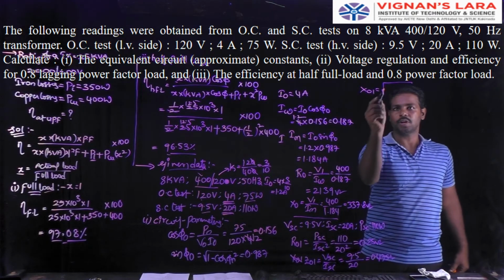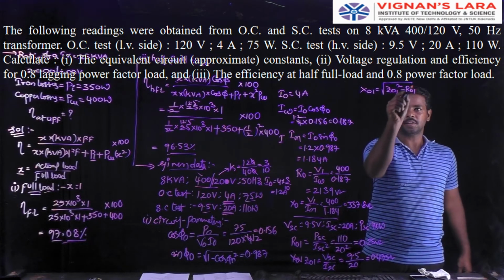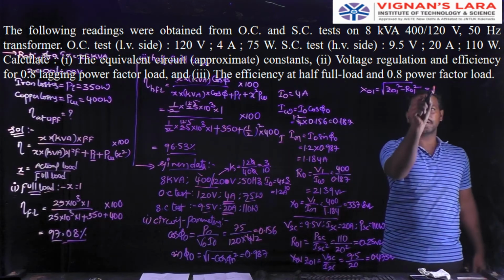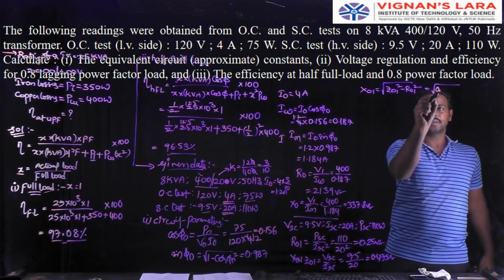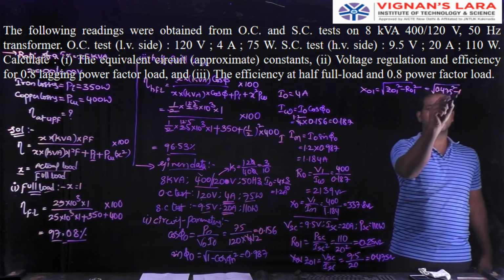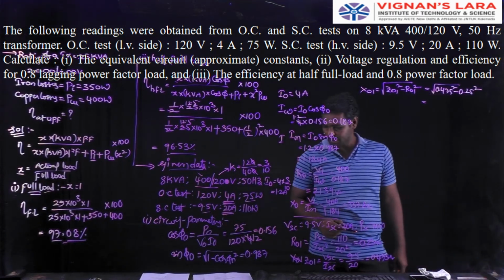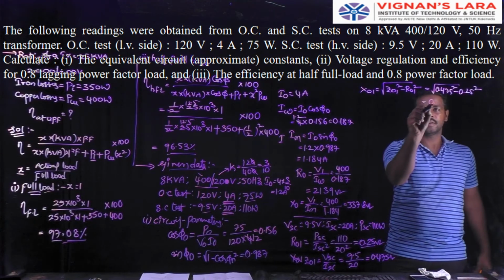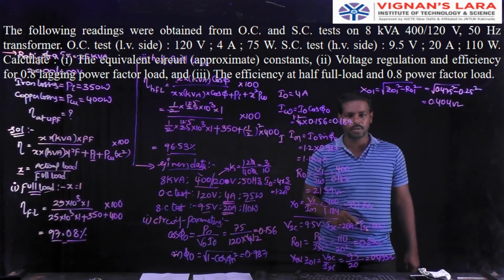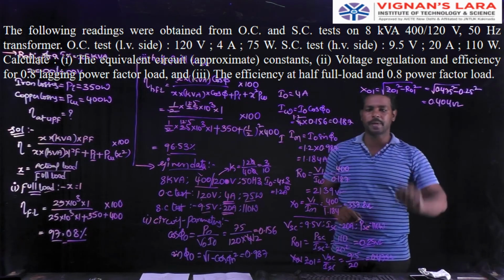X01 is equal to square root of Z01 square minus R01 square, which is equal to square root of 0.475 whole square minus 0.25 square. By simplifying this equation, we get 0.404 ohms. So these are the calculated circuit parameters.